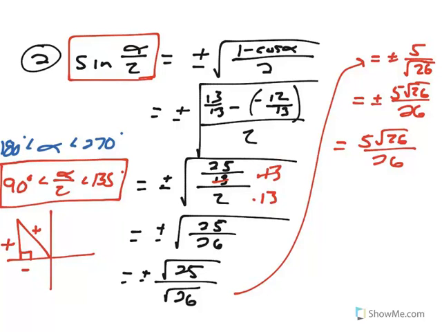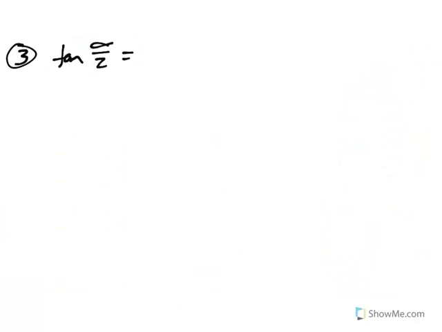And I'd like you to say why it's positive. It's positive because alpha over 2 is in quadrant 2. That concludes that problem. Number 3, you're supposed to figure out what tangent of alpha over 2 is.